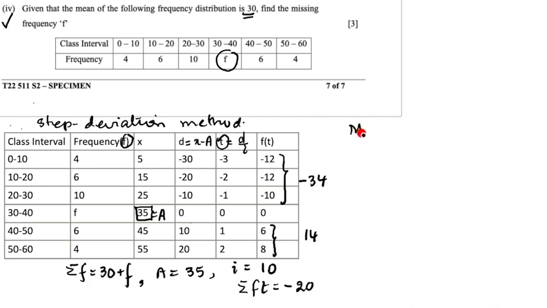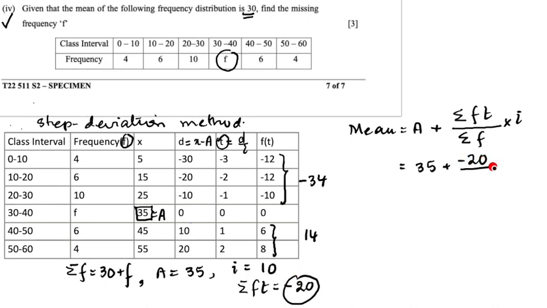And our mean formula by step deviation method is A plus sigma ft upon sigma f multiplied by I. You need to remember these formulas, okay? A is 35 plus sigma ft is here minus 20 upon sigma f is 30 plus f and this whole bracket multiplied by I, and I is 10. And the mean is 30.